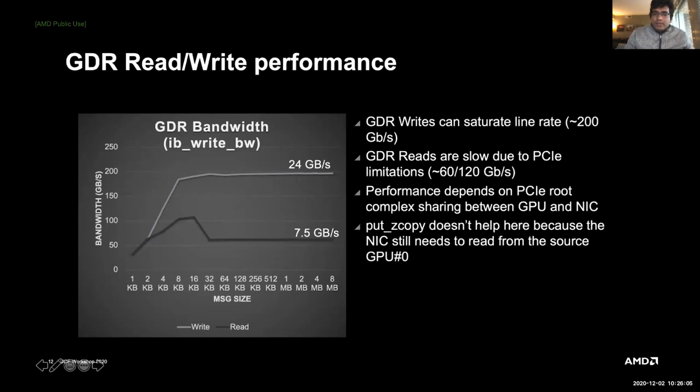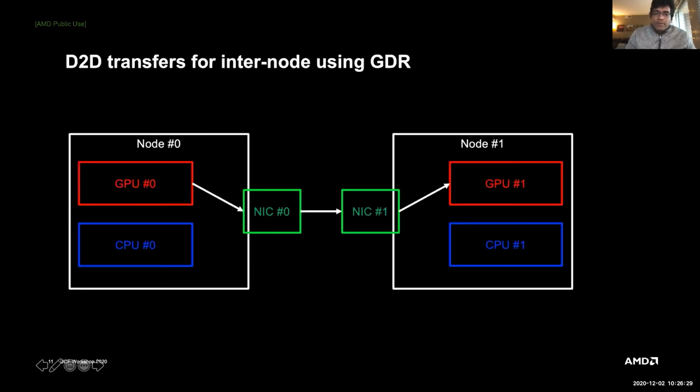And this also depends on how close the GPU sits to the NIC. If it sits in the same root complex, we do get slightly better performance. If it is on the different PCI root complex, this is the performance that we are limited to. And also, we cannot switch to put zcopy here because even if we use put zcopy, the path is the exact same, and this read path is the bottleneck from GPU to the NIC.